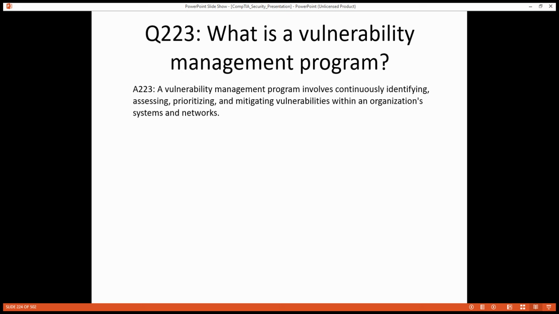Q223. What is a vulnerability management program? A223. A vulnerability management program involves continuously identifying, assessing, prioritizing, and mitigating vulnerabilities within an organization's systems and networks.